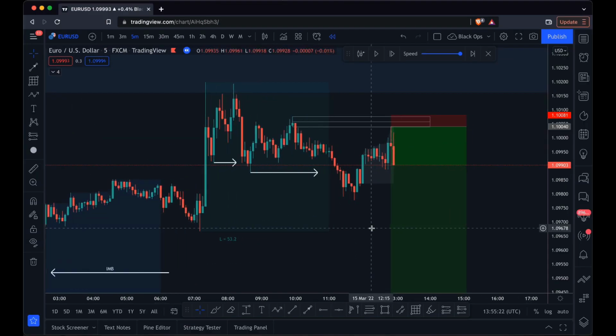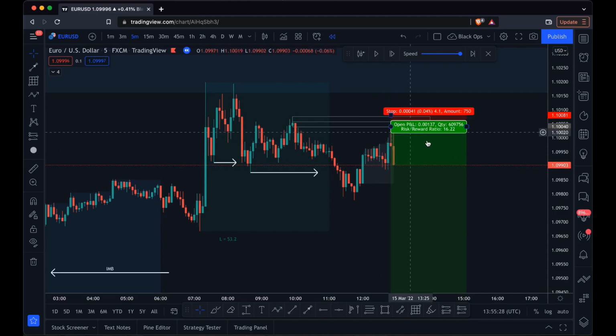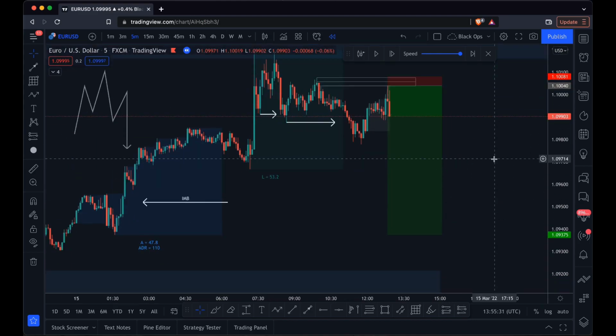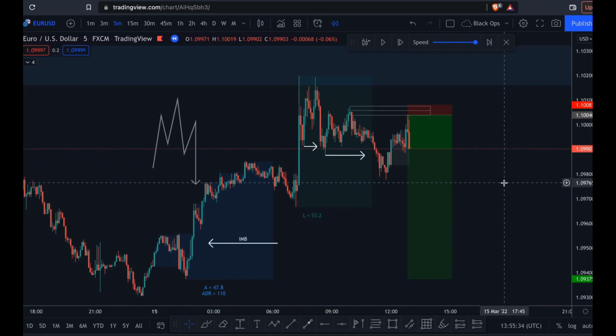I want to make you aware of, look at how price creates some liquidity before moving to the downside. Now anyways, that was our confirmation when we were very unsure about this trade, to give us a lot more confidence in taking this trade.